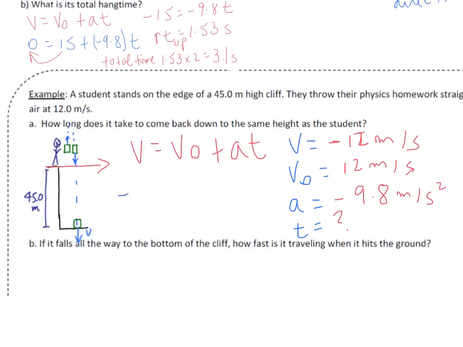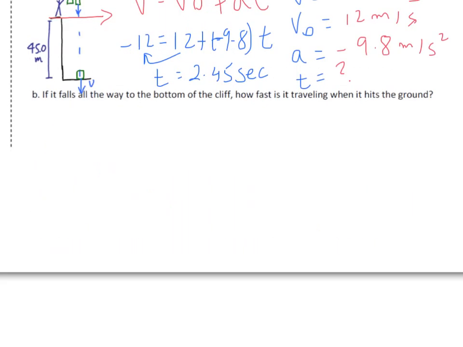So we have negative 12 equals 12 plus negative 9.8 t. Then we're going to move this over, and t is going to equal 2.45 seconds. The next part asks, if it falls all the way to the bottom of the cliff, how fast is it traveling when it hits the ground?